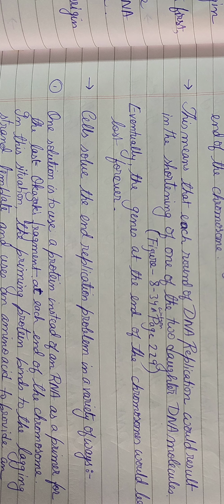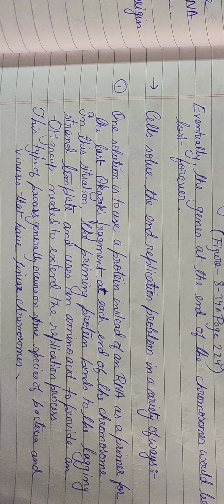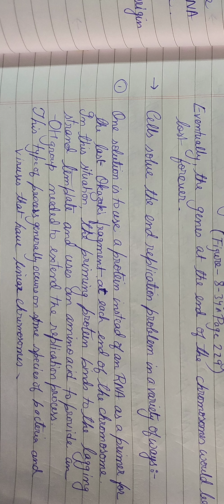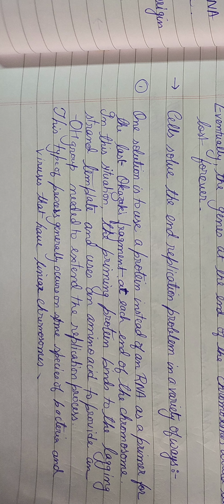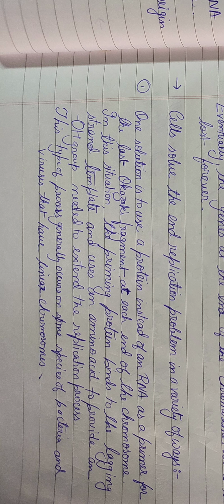Okay, so how can we solve this problem? It can be solved in various ways normally. Here, two important ways have been given that are normally discussed, and research is also going on nowadays. So one solution is we can use a protein instead of RNA as a primer for the last Okazaki fragment to be replicated, at each end of your chromosome.